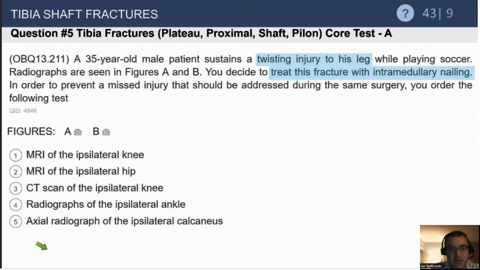So next question. All right, so a 35-year-old male patient sustains a twisting injury to his leg playing soccer. Radiographs are seen in figures A and B. You decide to treat this fracture with an intramedullary nailing.